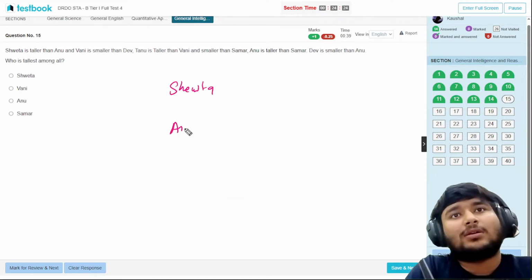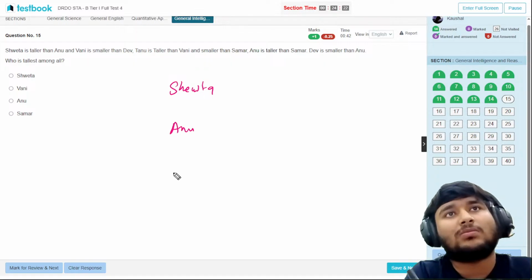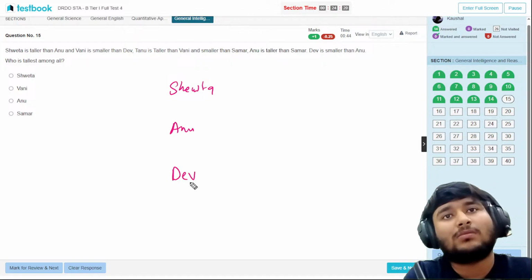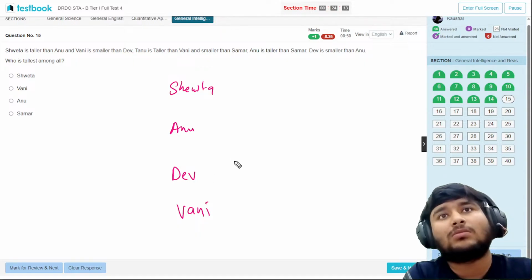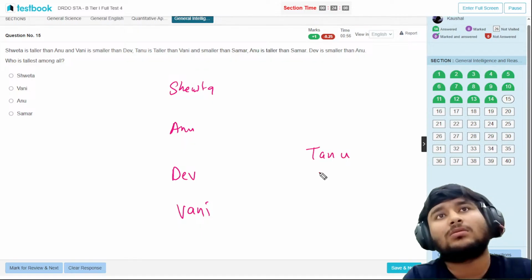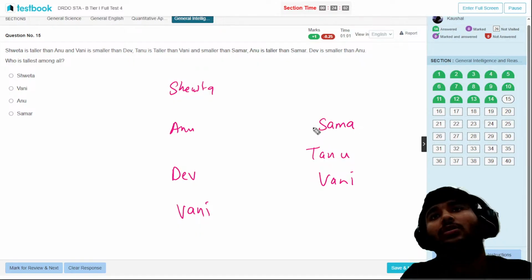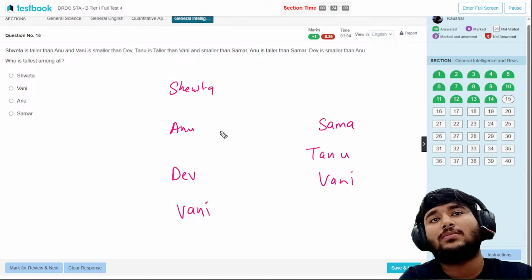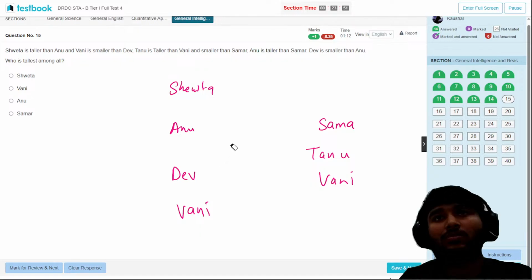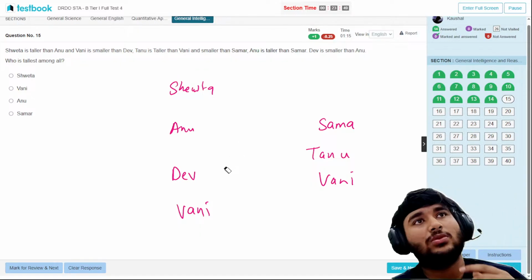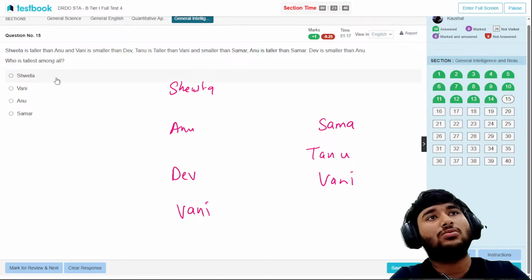Shweta is taller than Anu. Vani is smaller than Dev. Tanu is taller than Vani, but smaller than Summer. Anu is taller than Summer. Dev is smaller than Anu. Who is the tallest among all? No cap, यही होगी.